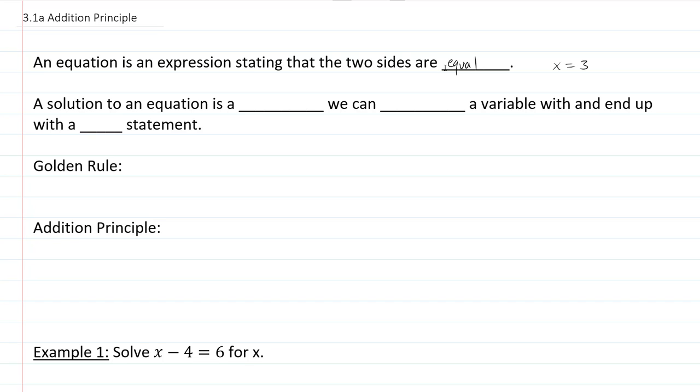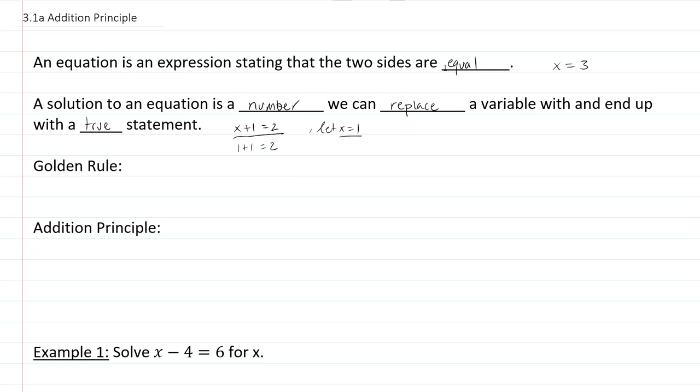A solution to an equation is a number that we can replace a variable with and end up with a true statement. So let's check this out. Say we had the equation x plus 1 equals 2. Well, if we replaced x with 1, so let x equal 1, then we could see that we would end up with a true statement because 1 plus 1 is equal to 2. That's a true statement. So x equals 1 is a solution to this equation.